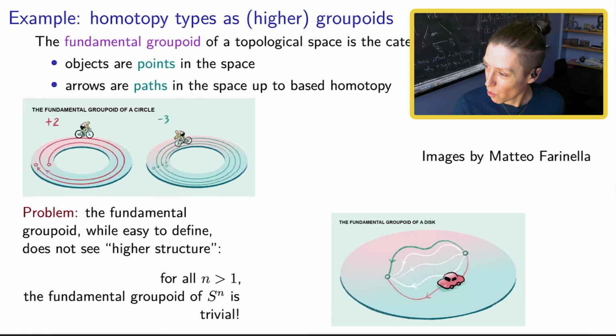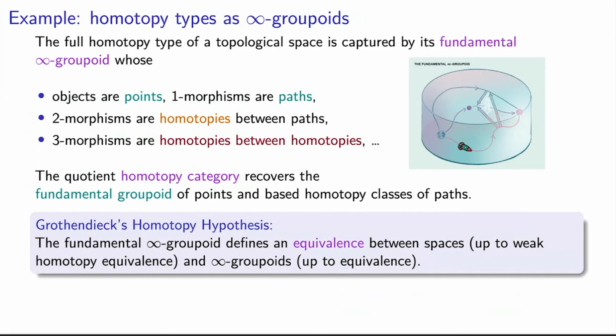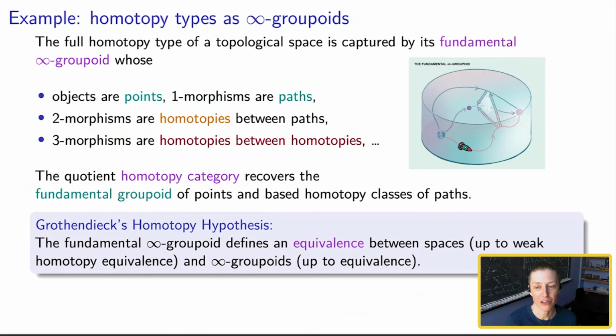And the way to resolve this problem is to recognize that the fundamental groupoid doesn't want to be a one category. It wants to be one of these infinite dimensional categories. So the full homotopy type of a topological space, not just the path components and the one-dimensional structure, the loops in the space, is captured by something called the fundamental infinity groupoid. It's an infinite dimensional category.